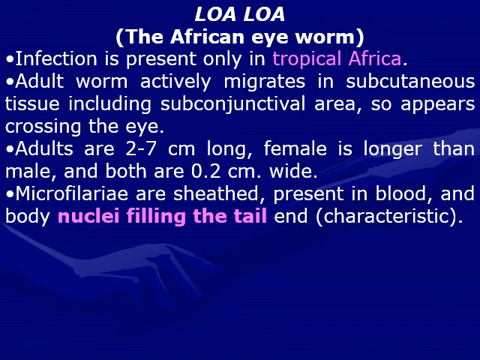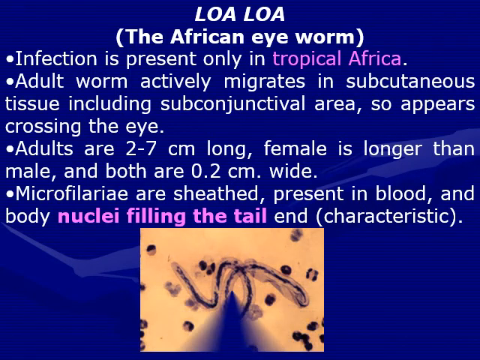Microfilariae are sheathed, present in blood, and the body nuclei fill the tail end, and this is characteristic, not like those of Wuchereria bancrofti, where the tail end is devoid of nuclei. This is the picture of the microfilaria of Loa loa, and we can see here the posterior end is dark in color because it contains nuclei till the tip of the tail.